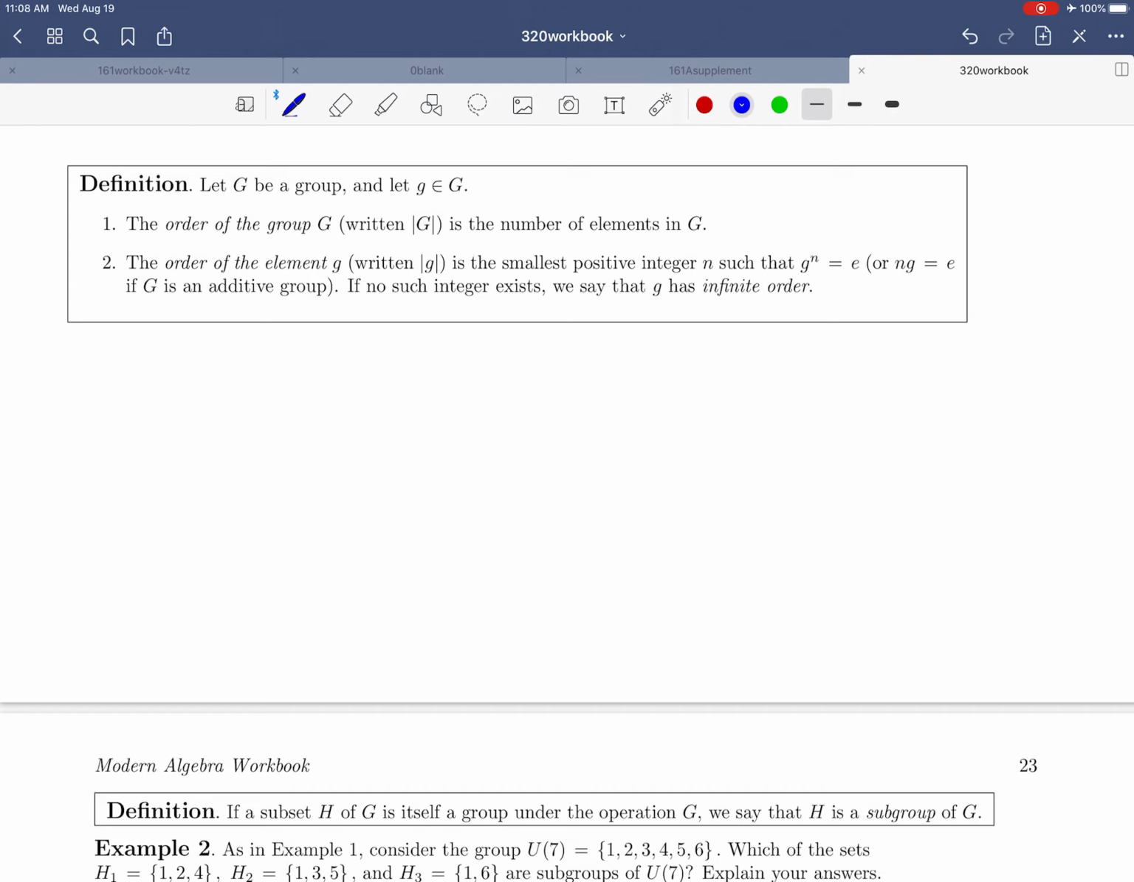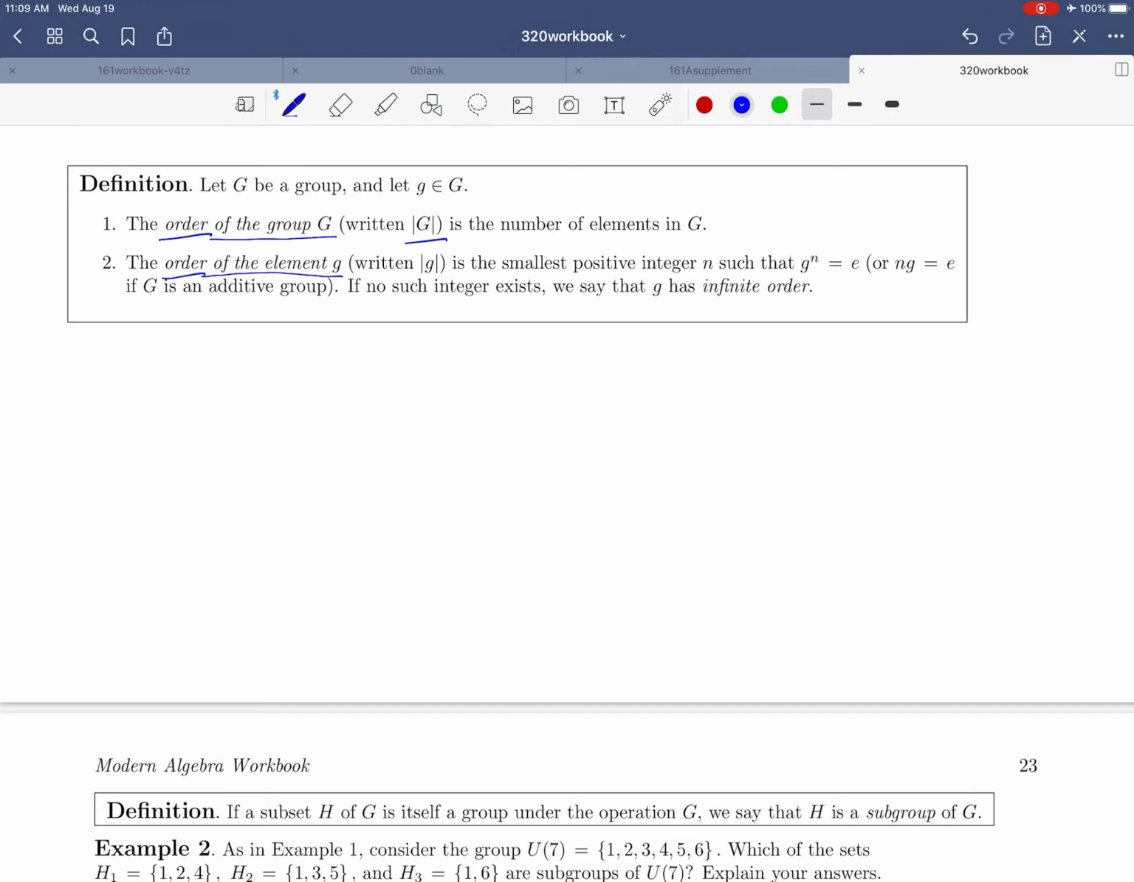Then there are two things associated with a group that we call the order, where we use the word order. So it happens twice right here. The first idea is the order of a group. The order of a group is written as the absolute value of G, and that is just the number of elements in G. So that is something that hopefully is familiar. The order of a group is really the number of elements in the set of our group.